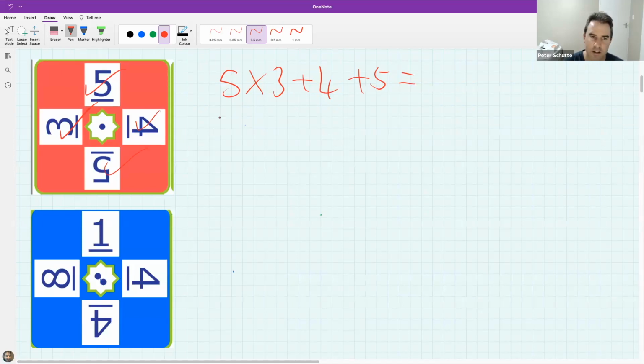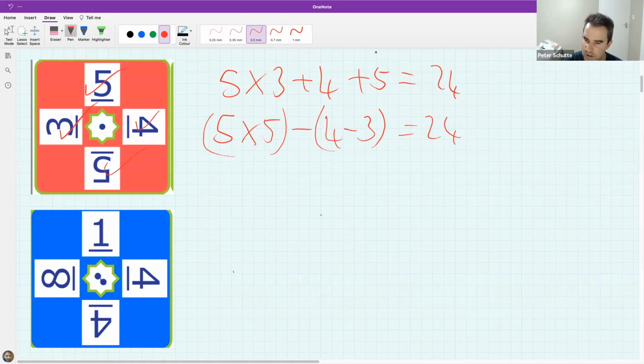And Nkosi has another way of doing it. 5 times 5 minus 4 minus 3 with brackets around these two, which will also give you 24. And Teboho agrees, and Tokozo agrees. Tendai also agrees. Okay, so the red one we have mastered. Gabriel agrees. What about the second, the blue one? Can you master the blue one? Can you find 24?